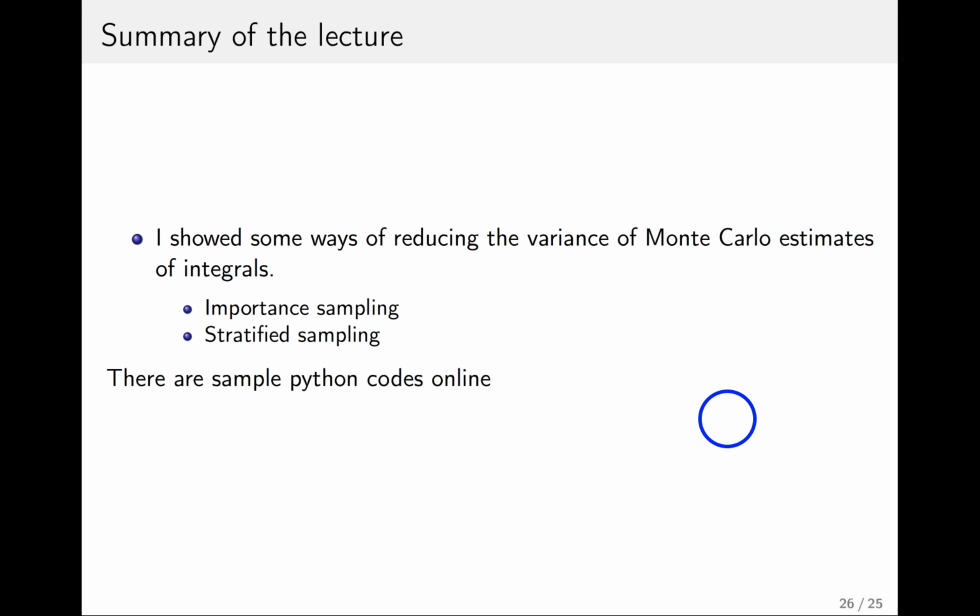Okay, so in this lecture I reviewed some of the ways of reducing the variance of Monte Carlo estimates: importance sampling and stratified sampling. Some of the sample Python code will be online and available rather than copying from the PDF, and this PDF will also be available online.